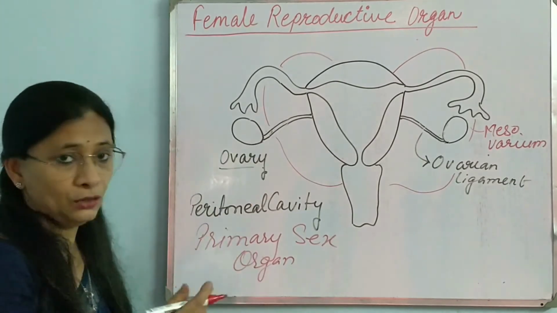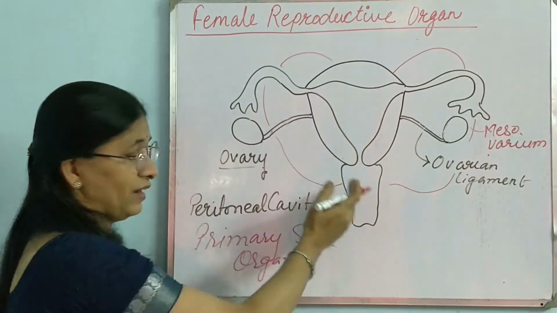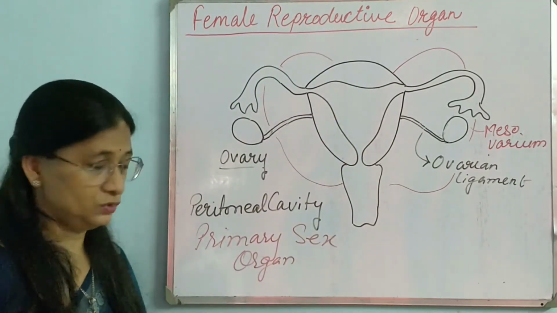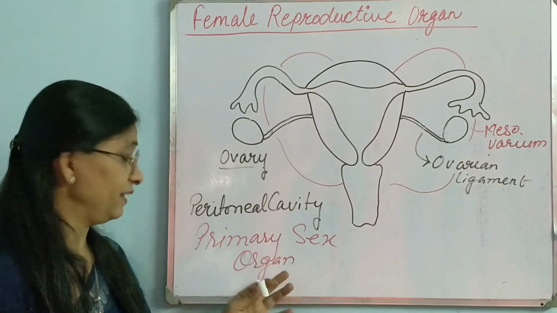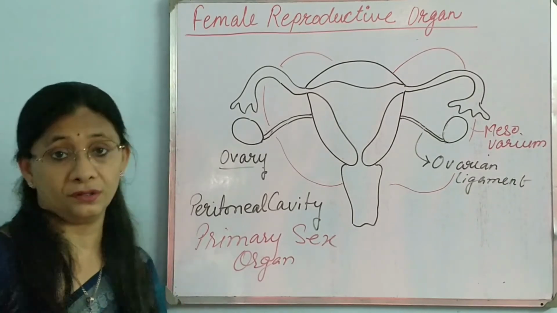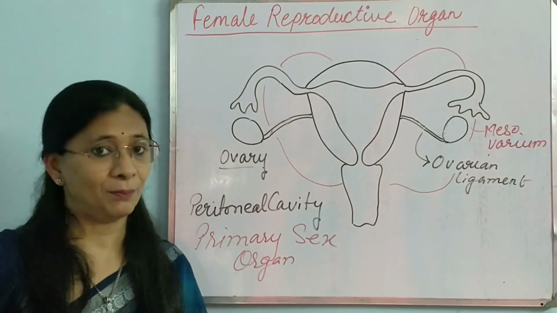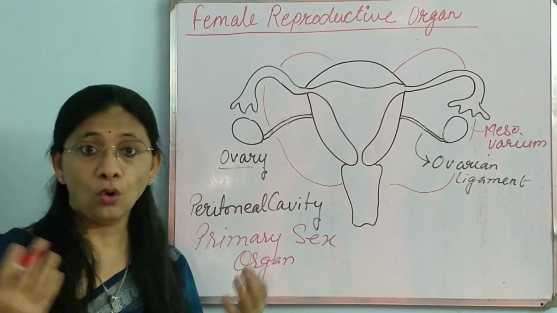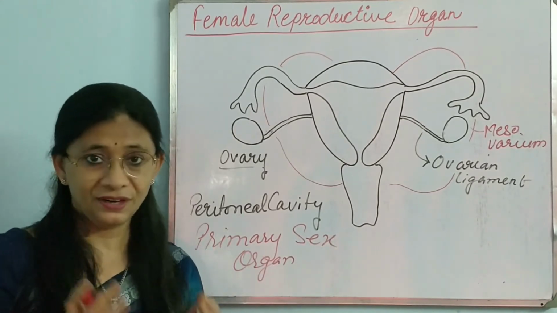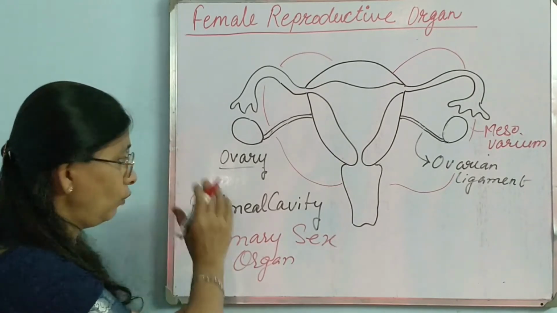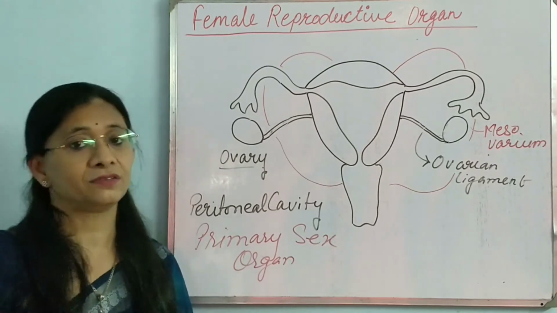Other than this, the other organs are called secondary sex organs, which are the fallopian tube, uterus, vagina, and the external genitalia, also the breast. These are the secondary sex organs. They help in the development of a child, birth and development. All these are associated with creating a new life. So, the ovary is the primary organ in this, and all these organs are secondary sex organs.